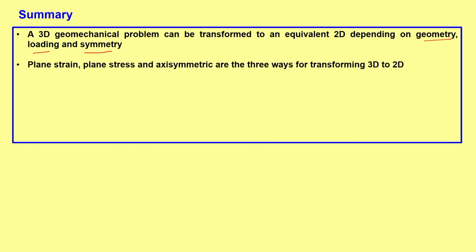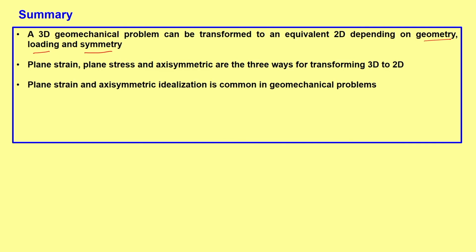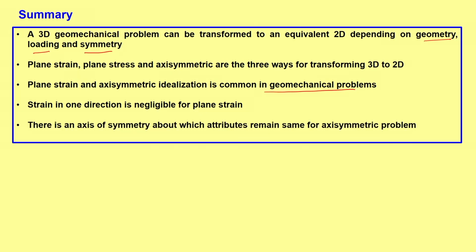Plane strain, plane stress and axisymmetric are the three ways of transforming 3D to 2D. Plane strain and axisymmetric idealization are common in geomechanical problems. Strain in one direction is negligible for plane strain. There is an axis of symmetry about which attributes remain the same for an axisymmetric problem. So, this is all about 3D to 2D idealization.